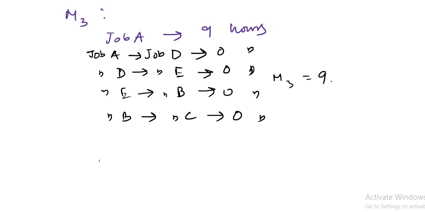So the optimal sequence is A, D, E, B, C. And the idle times are 28 hours for M1, 14 hours for M2 and 9 hours for M3.